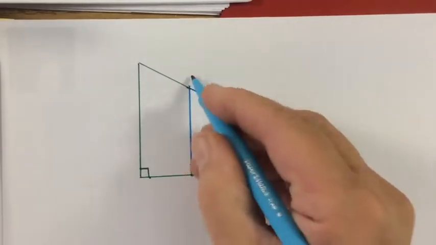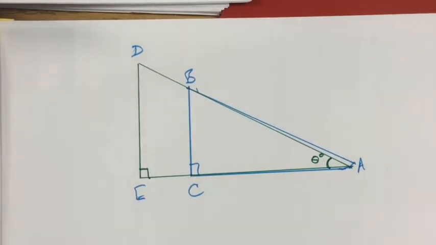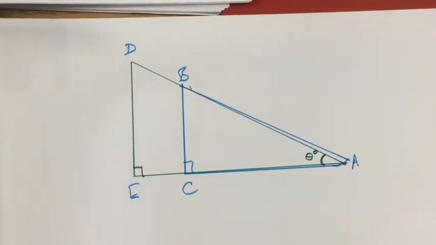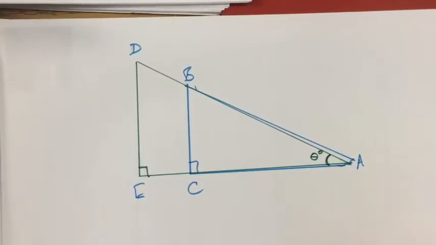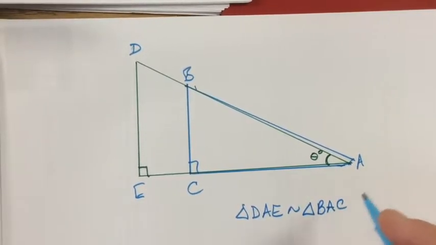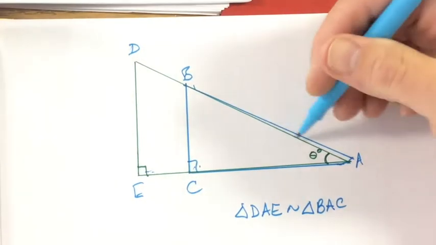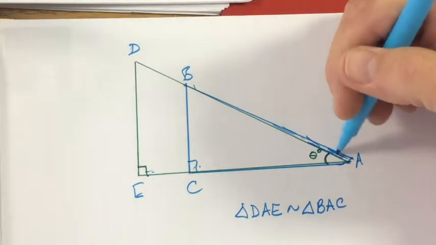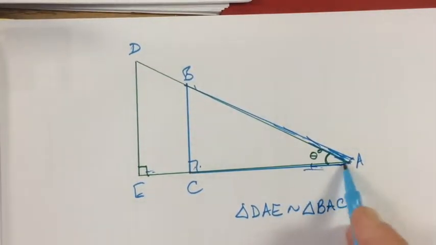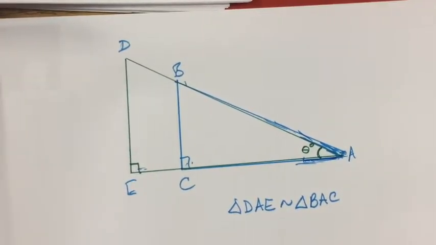Exactly right. So if this is A, B, and C, and this is D and E, what would the triangle similarity statement be? Triangle DAE is similar to triangle BAC. And that's because these two angles are congruent. They're both right angles, and right angles are all congruent to each other. And this angle here is shared by both triangles, and we call that the reflexive property. Everything is equal to itself. Okay?